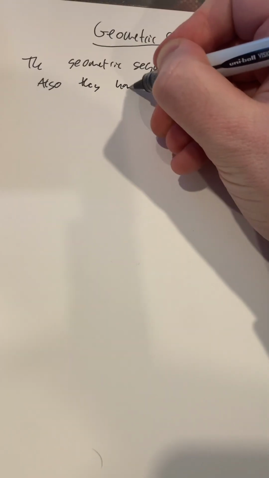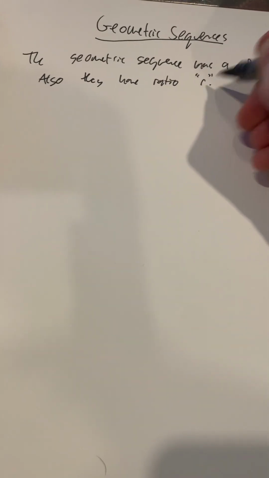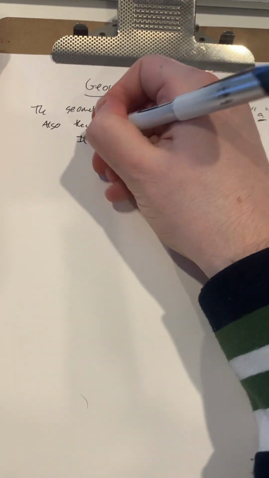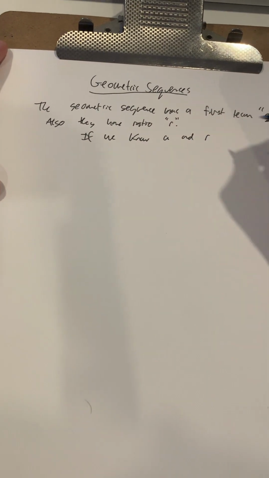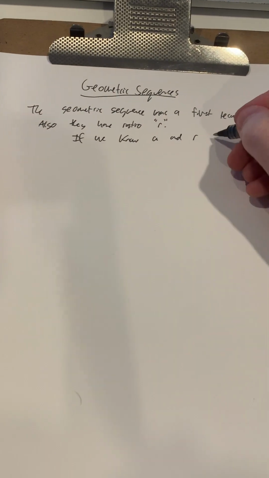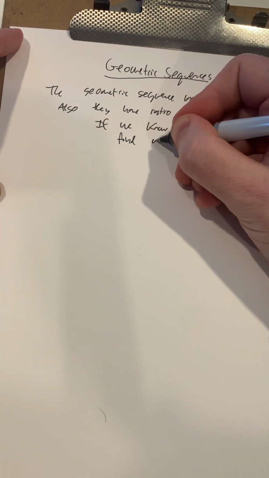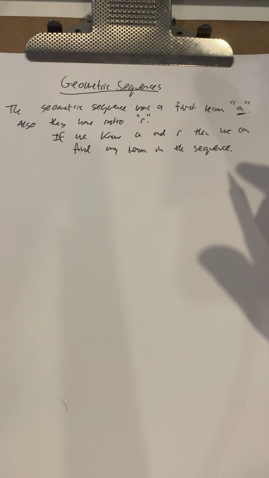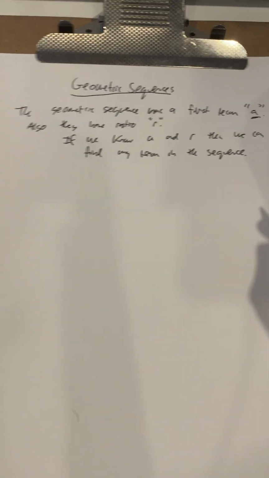Also, they have ratio R. A and R allow us, if we know A and R, then we can find any term in the sequence. Which is very useful. Right, nice property to have. So let's look at a few basic example geometric sequences.